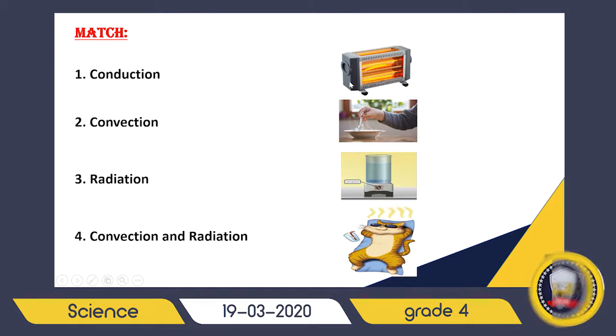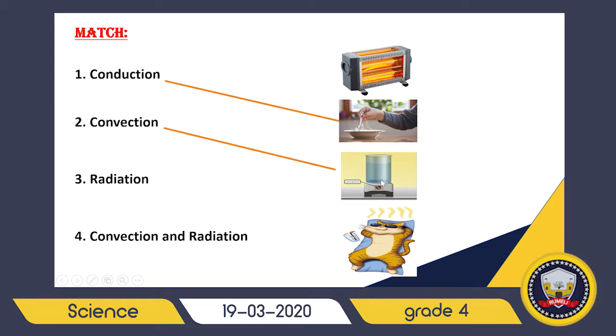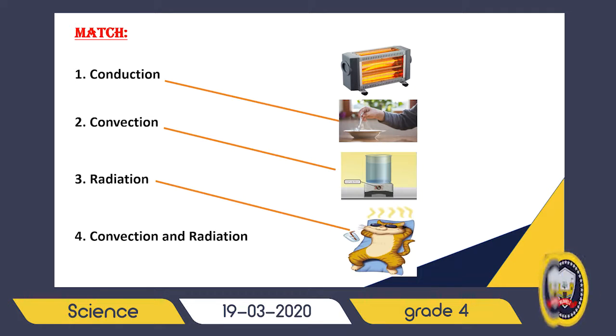Let's start with conduction. Which one? Yes, the spoon. The spoon becomes hot touching the hot soup, as we have said in our previous lesson. So it will be conduction, two objects touching each other. Convection, in liquids and gases. Is there any liquid here? Yeah, this one, the boiler, heating water. Radiation, like the transfer of heat of the sun to the earth. You can see this cute cat having a sunbath, exposed to the sun.